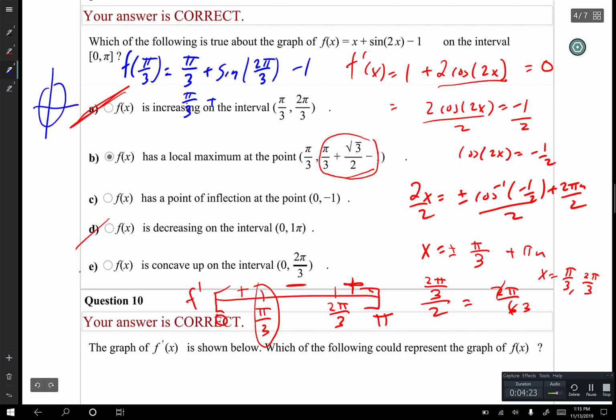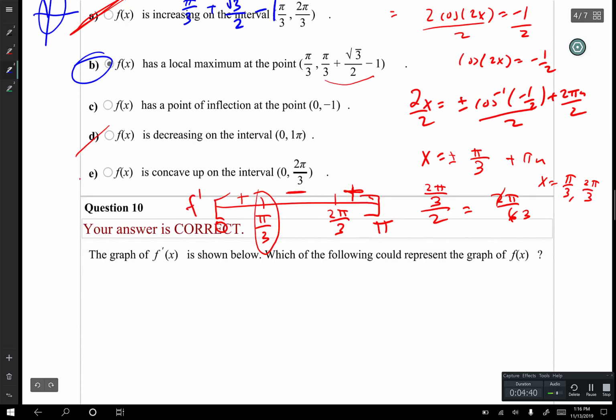2 pi over 3 is right there. So the y value is square root of 3 over 2. So square root of 3 over 2 minus 1. And sure enough, pi over 3 plus square root of 3 over 2 minus 1. You can't see the 1 because of the circle I drew around it. So there it is. Letter B is the correct answer. So I'm glad that I didn't have to go into a second derivative. And there's the answer, guys.